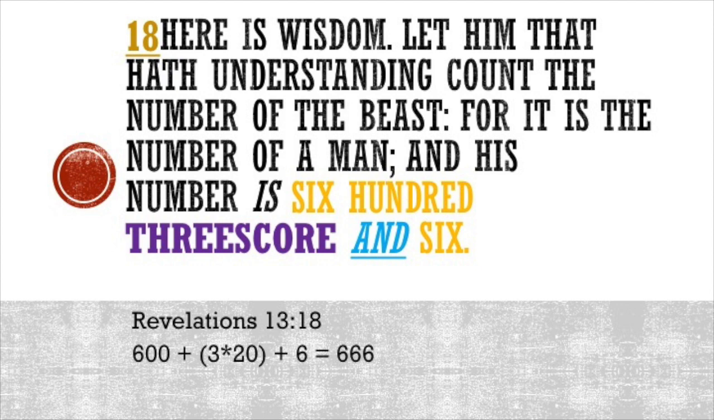And the last one we have is 600, 3 score, and 6. So 600 is what we're going to start with. Then 3 score, which is 3 times 20, so 60. Then you add it together: 600 plus 60, plus the 6, is 666.